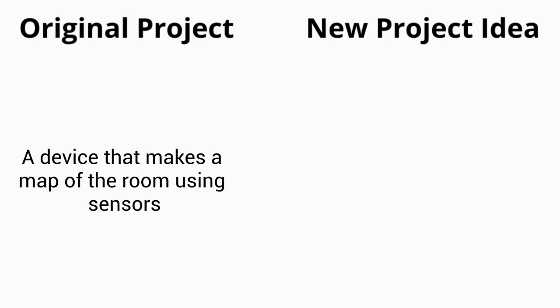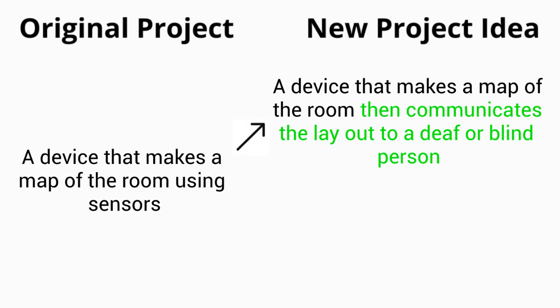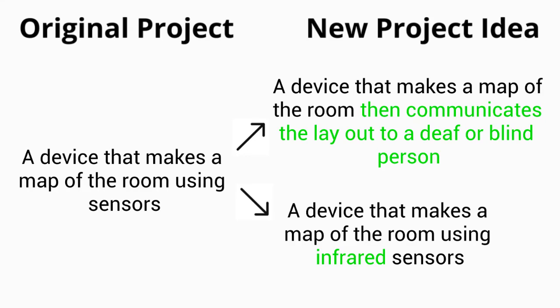For an engineering example, if the original project was a device that makes a map of a room using sensors, the new project could be a device that maps the room and communicates the layout to a deaf or blind person. Or it could be a device that makes a map of the room using infrared sensors instead.